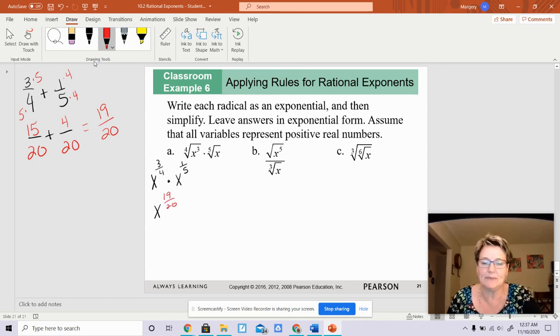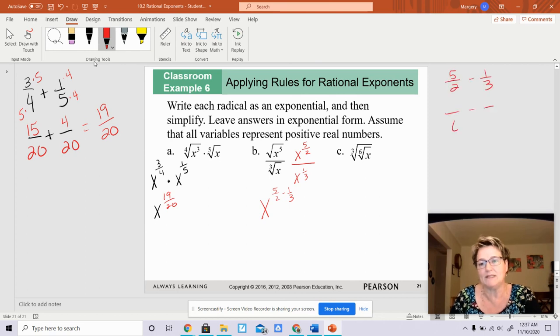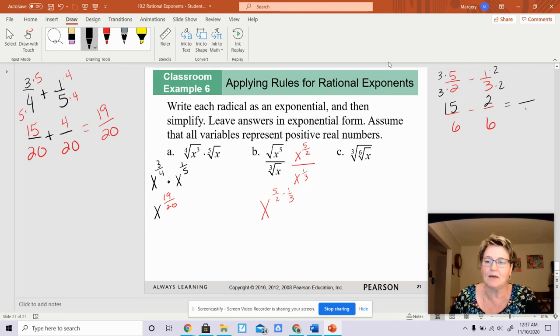The next one's going to be x to the 5/2 over x to the 1/3. Remember, when you divide powers, you subtract the exponents. So it's going to be x to the 5/2 minus 1/3. Remember, you have to have a common denominator. The denominator is going to be 6. Whatever you do to 2 to get 6, you multiply by 3. Multiply the numerator by 3, that gives you 15. Multiply this by 2, that gives you 2. The denominator is 6, 15 minus 2 is 13.